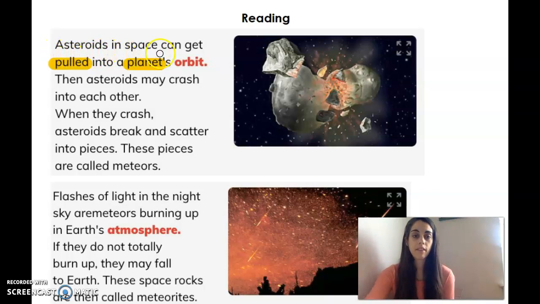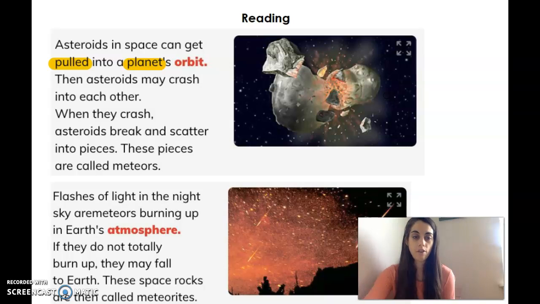Asteroids in space can get pulled into a planet's orbit. Then asteroids may crash into each other. Here, look at the picture. The asteroids are crashing into each other.